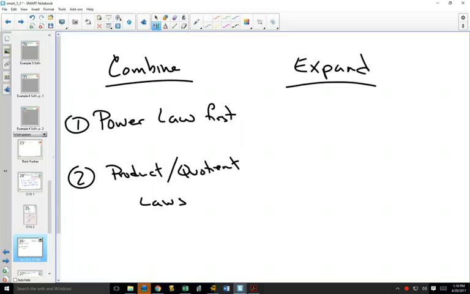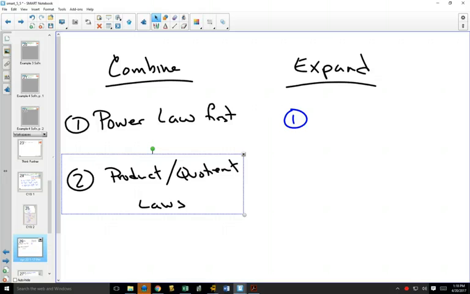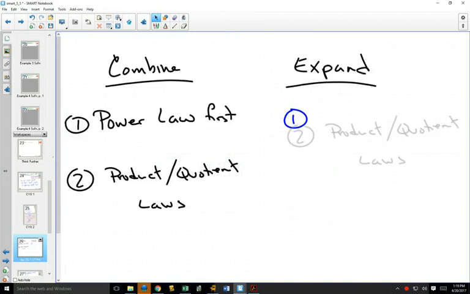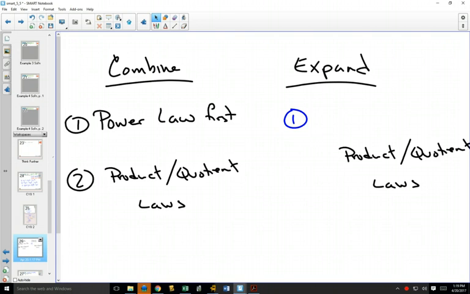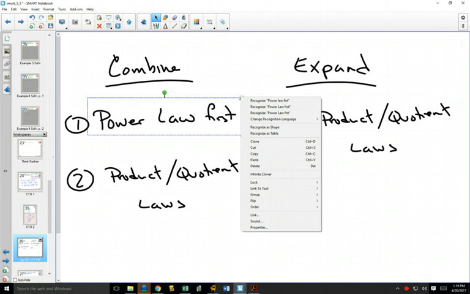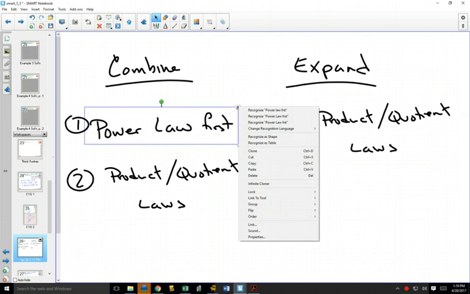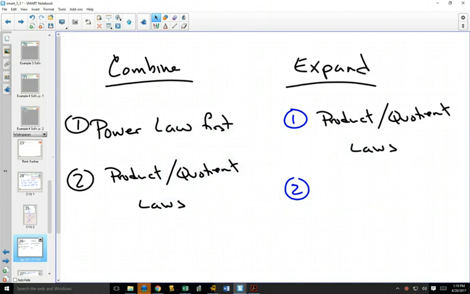And so when we expand, the first thing that we're going to do is our product and quotient laws. And then secondly, we do our power law.